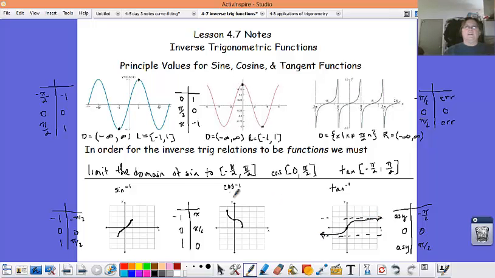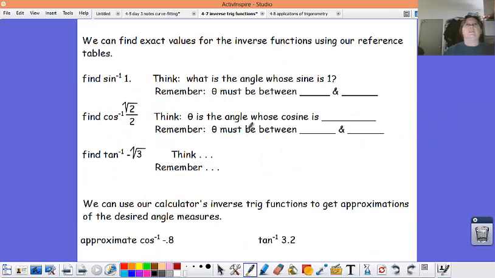I will tell you, I'm not a big fan of graphing these. You probably won't see them again, okay? However, I do want us to be familiar with how the inverse functions work. So we can find exact values for inverse functions using our trig reference tables. I hope that you will.